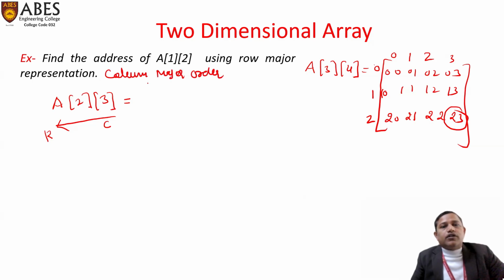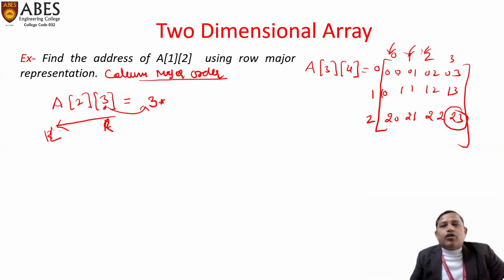Column measure order. In column measure order, you have to access the elements column by column. Okay, so how do we find out this element? Let's start. You will skip 1, 2 and 3. That is 3 columns. Means here 3 columns.